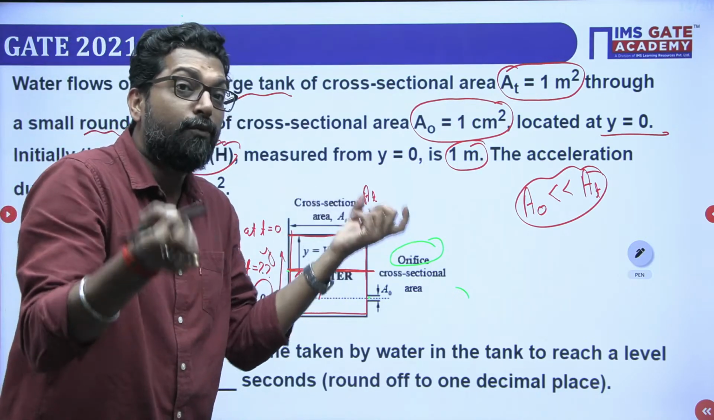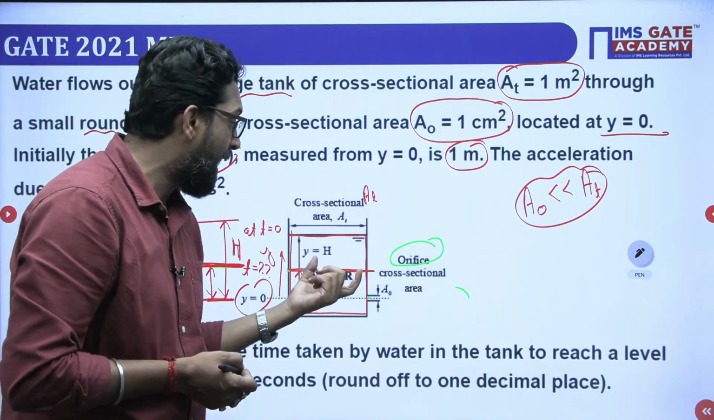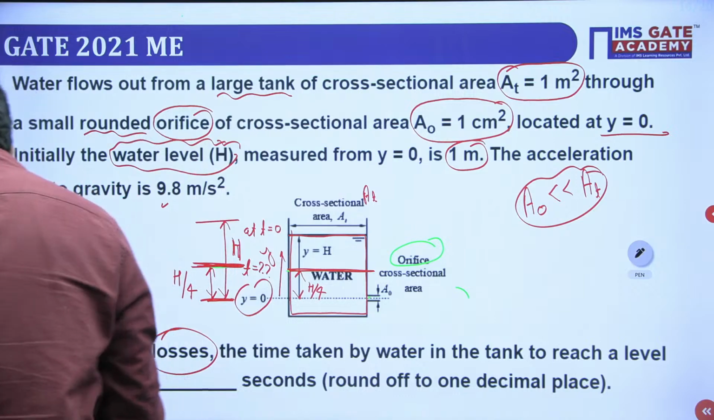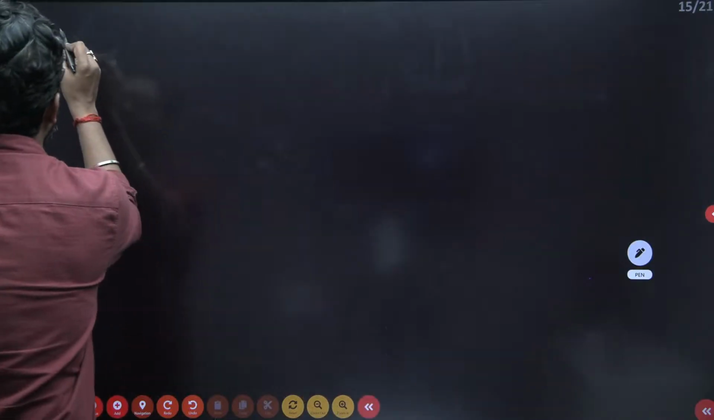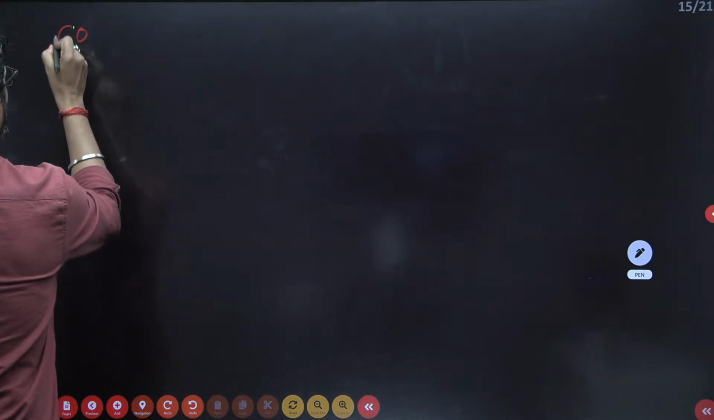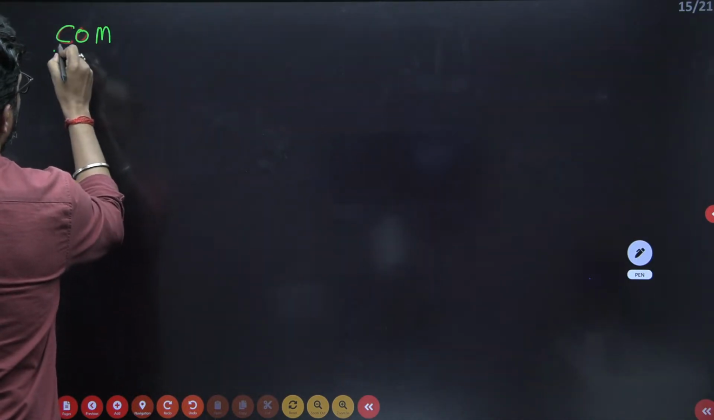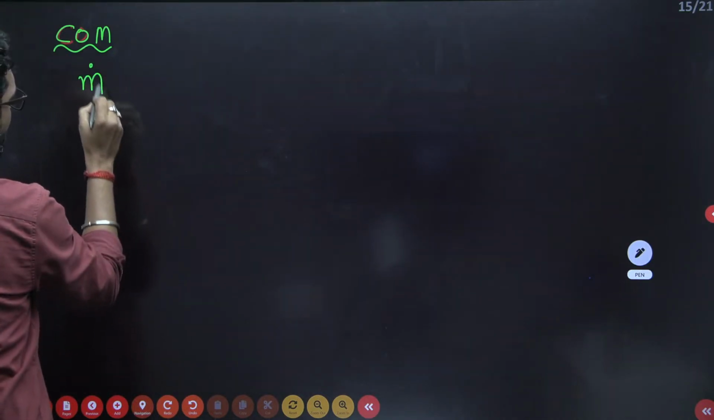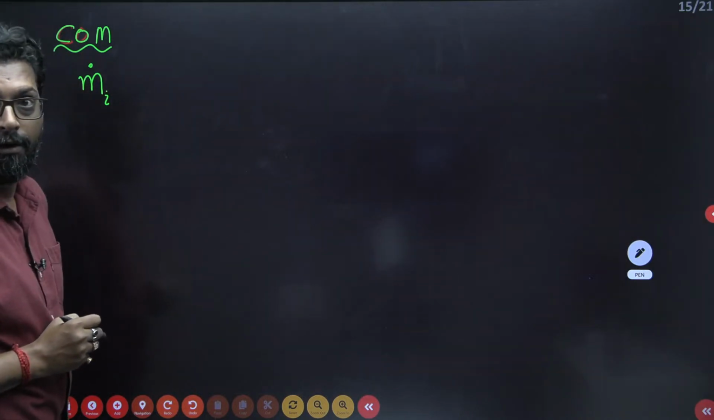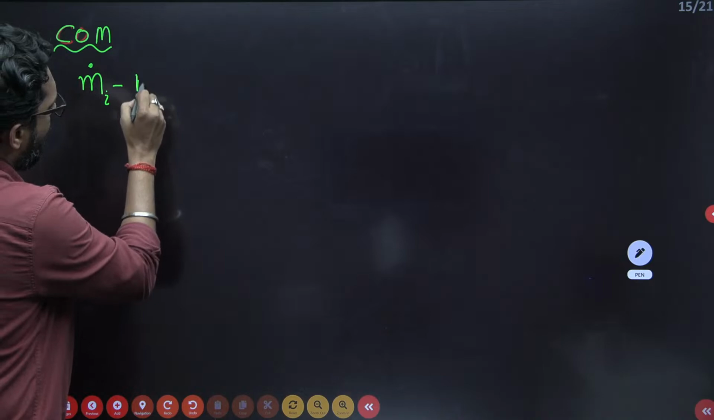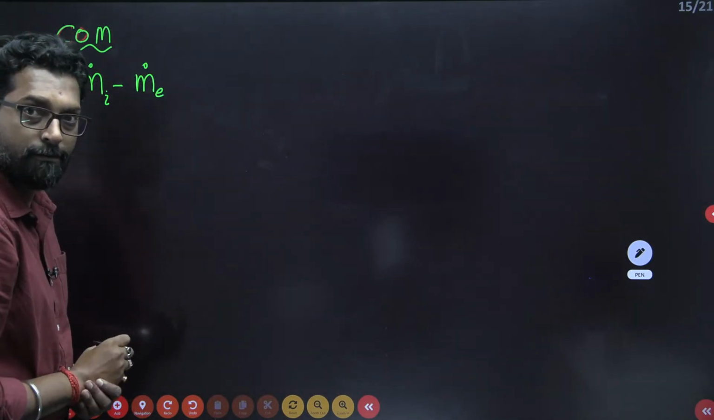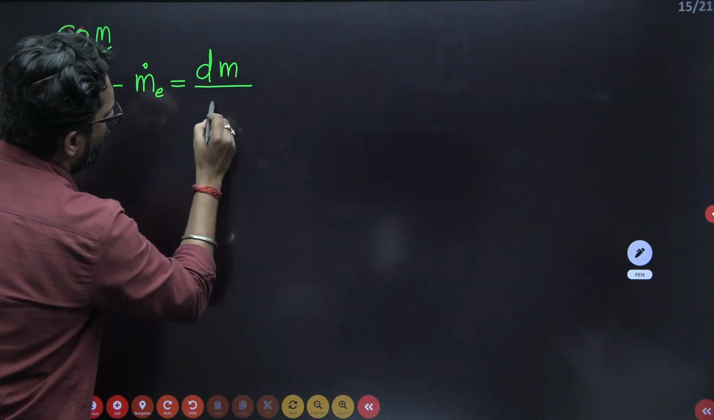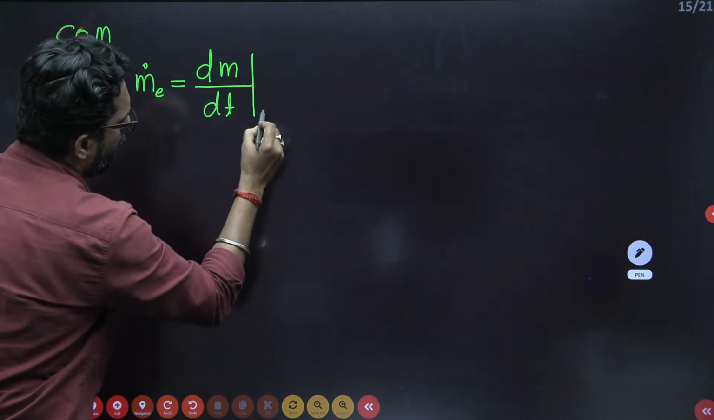So first you think which equation you have to apply. The equation to apply is the conservation of mass. What is the conservation of mass? Mass flow rate at inlet, minus mass flow rate at exit, is equal to the rate of change of mass in the control volume.